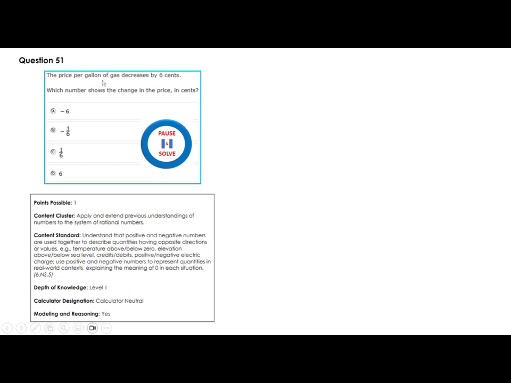The price per gallon of gas decreases, meaning it went down. Subtract. Which number shows the change in the price in cents? When a question like that is given, it's a gift, don't lose it. It's -6. Okay?